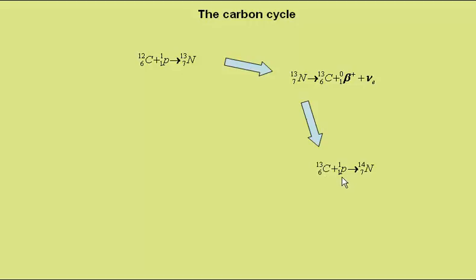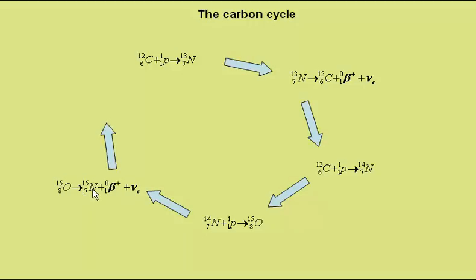The nitrogen-13 can absorb a proton, becoming nitrogen-14. This then absorbs another proton, becoming oxygen-15. The oxygen-15 undergoes beta plus decay to become nitrogen-15. The nitrogen-15 absorbs a proton, again becoming carbon-12 and a helium-4 nucleus. And that brings us back to the beginning.